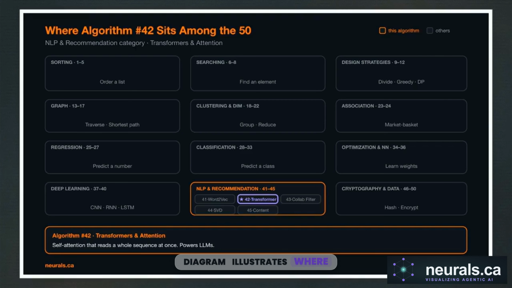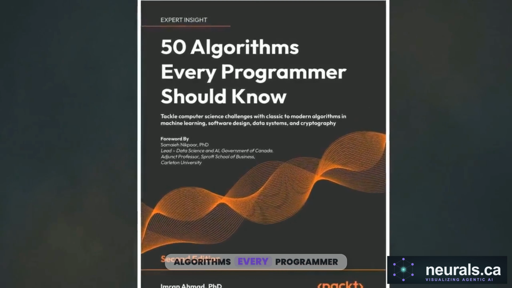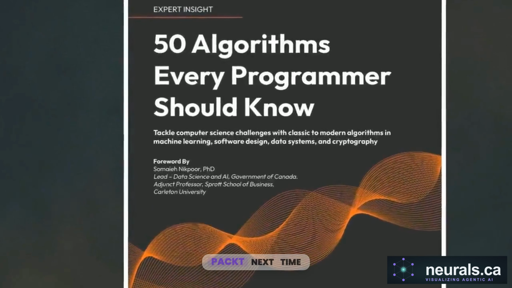This diagram illustrates where transformers and attention fit into the broader computer science landscape. They sit right at the center of modern natural language processing and recommendation systems. This breakdown is adapted from 50 Algorithms Every Programmer Should Know by Imran Ahmad, available on Amazon and Packt.